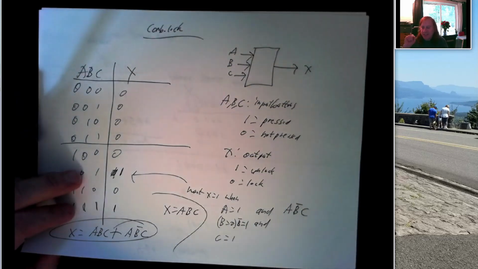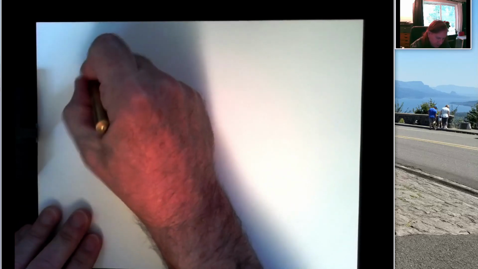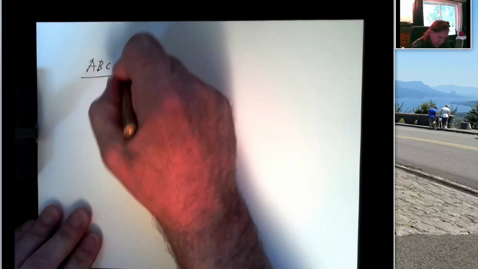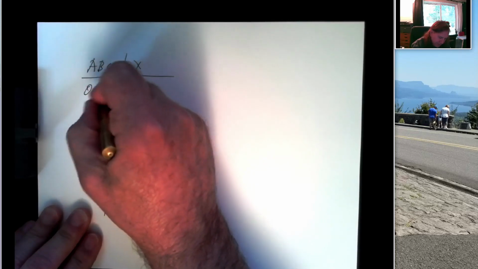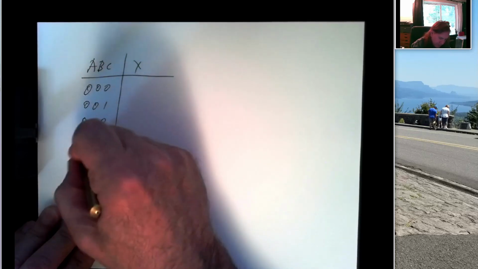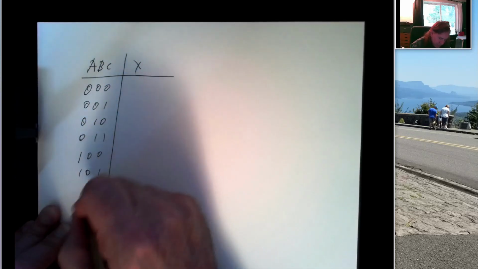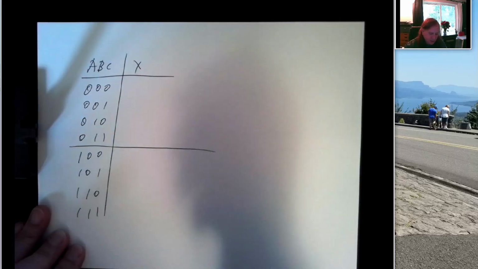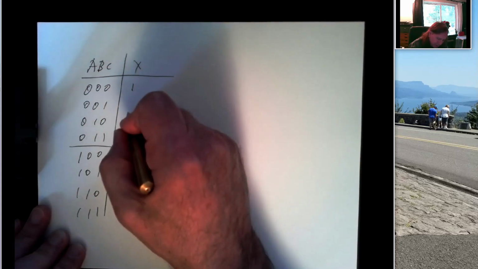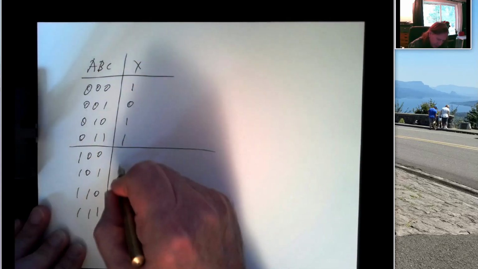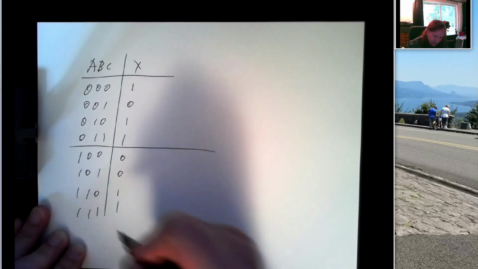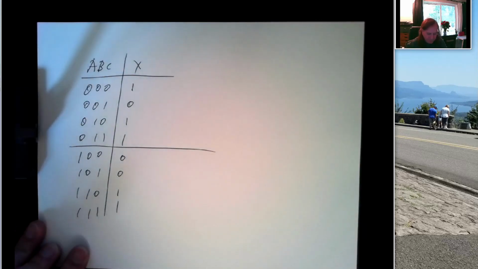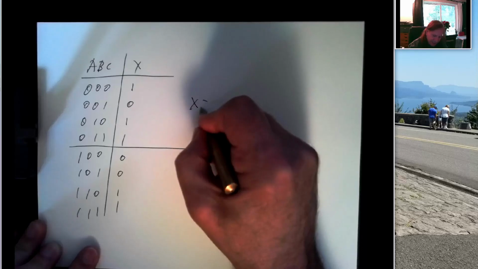All right, so that's the motivation for what we're doing here. Let's look at the mechanics of it, so that we can do this more quickly in the future. So there's our 8 possible sets of inputs, and suppose we want a 1 here, here, and here. And we want to write an equation for x.